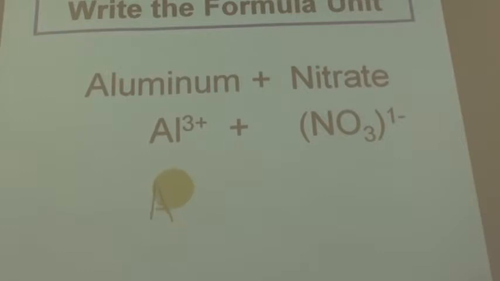Okay guys, aluminum is a 3+ charge. Nitrate is NO3 with a 1- charge. And we're going to cross the 1 over here and cross the 3 over there. Although I'm not showing you what I'm doing, I am crossing the 3 this way and crossing the 1 over there. And this 3 actually ends up right there. That's where I'm crossing to.